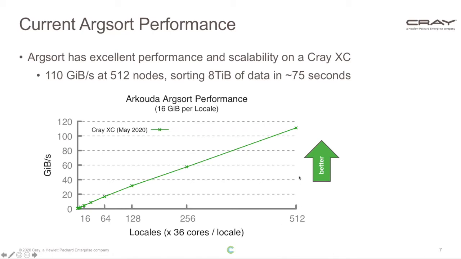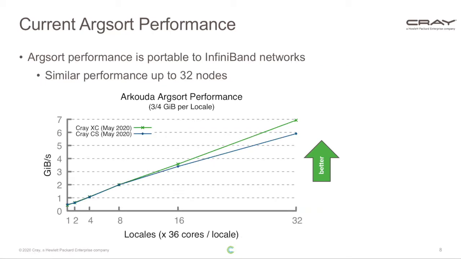At the high end here, we have 110 gigabytes per second at 512 nodes. And what that translates into is being able to sort 8 terabytes of data in just over a minute. So we're able to operate on some pretty massive data sets within reasonable amounts of time. And today, this performance is portable to InfiniBand systems. We see similar performance on a 32-node Cray XC with Aries and a Cray CS with InfiniBand.